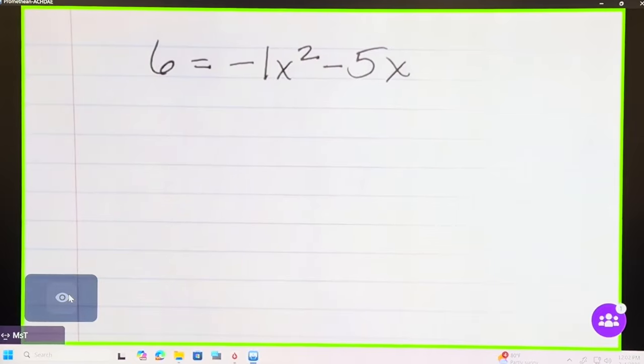So here's our problem: 6 equals negative 1x squared minus 5x. I wasn't trying to trip y'all up. So let's go. What do I notice about this problem? Is it or is it not in standard form? It's not. No matter what method I'm going to use.